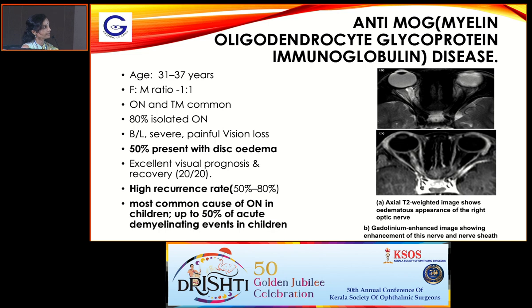And the important thing is that they have excellent visual prognosis with steroids. However, the recurrences are quite high. Okay, and in children, this is one of the most common causes of optic neuritis, and it causes up to 50% of acute demyelinating events in children. And MRI shows this characteristic optic nerve enhancement. Sometimes even the perineural enhancement or the nerve sheath enhancement is thought to be very typical of MOG disease.